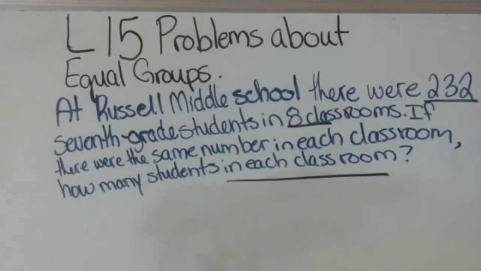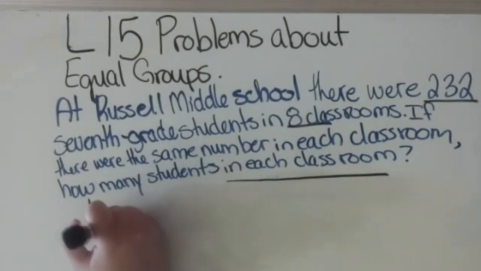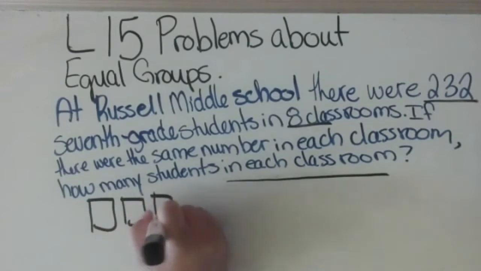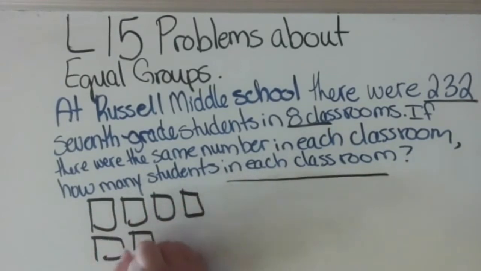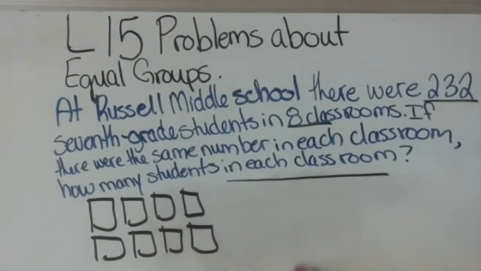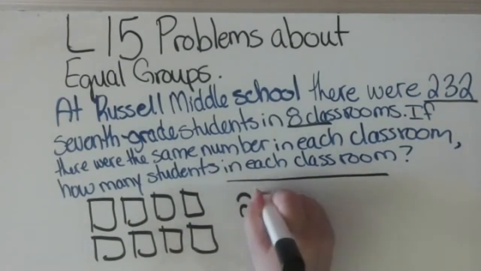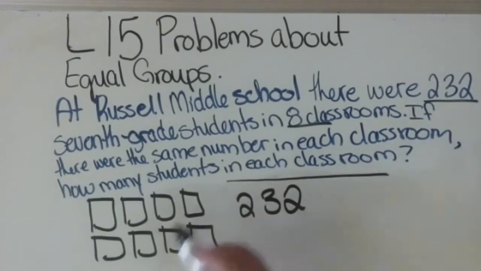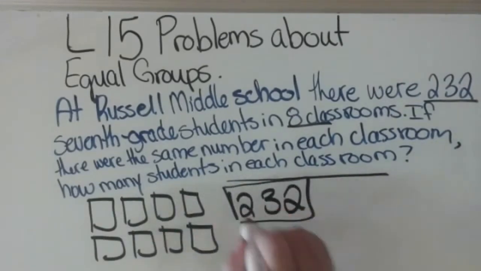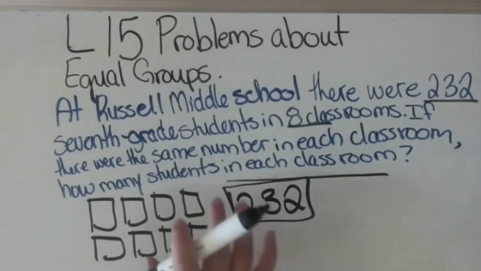Well, we know there's 8 classes. So if I were to draw this, I would be doing 8 classes. And then I would have 232 students to split into 8 classrooms. Now, as you see, if I'm looking for how many are in each class, I don't actually know yet. But because I'm taking this number and splitting it into equal, and that's a really important word, equal groups, because I'm putting it into 8 classrooms equally, what I am doing is dividing, because that's what division is: you're taking a number and you're dividing it.